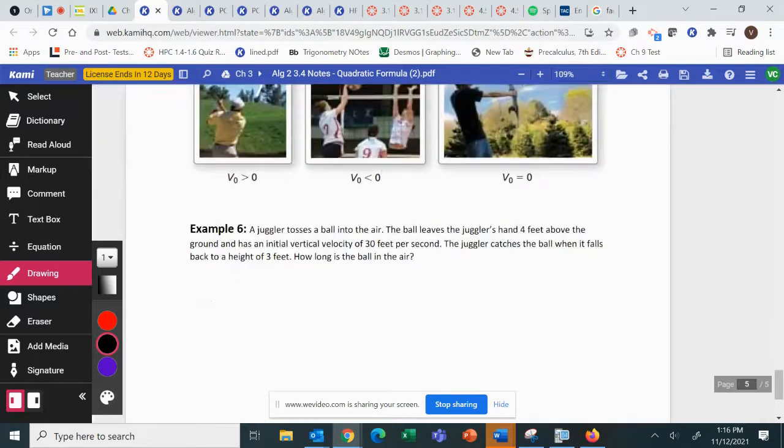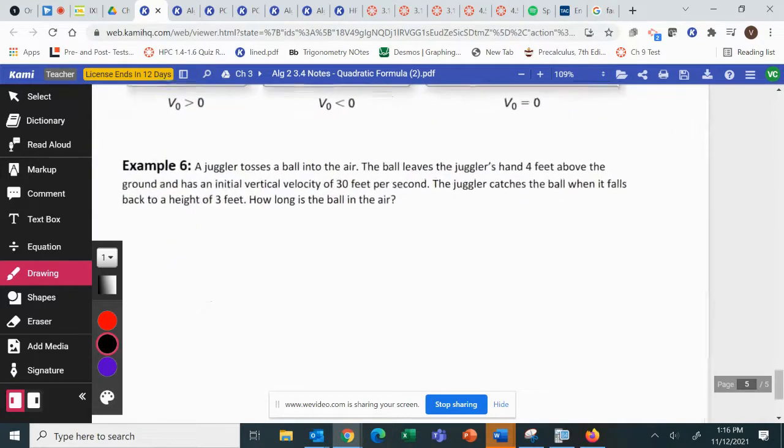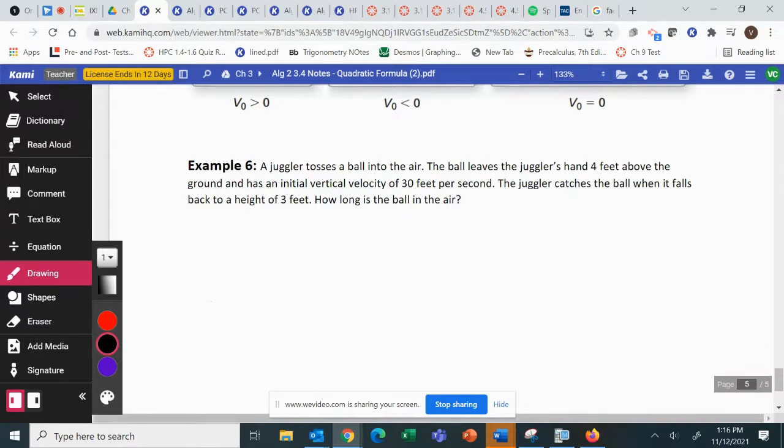Here's our question. A juggler tosses a ball into the air. The ball leaves the juggler's hand 4 feet above the ground at an initial vertical velocity of 30 feet per second. The juggler catches the ball when it falls back to a height of 3 feet. How long is the ball in the air? So are we going to use the first equation with no initial velocity, or the second one with velocity?